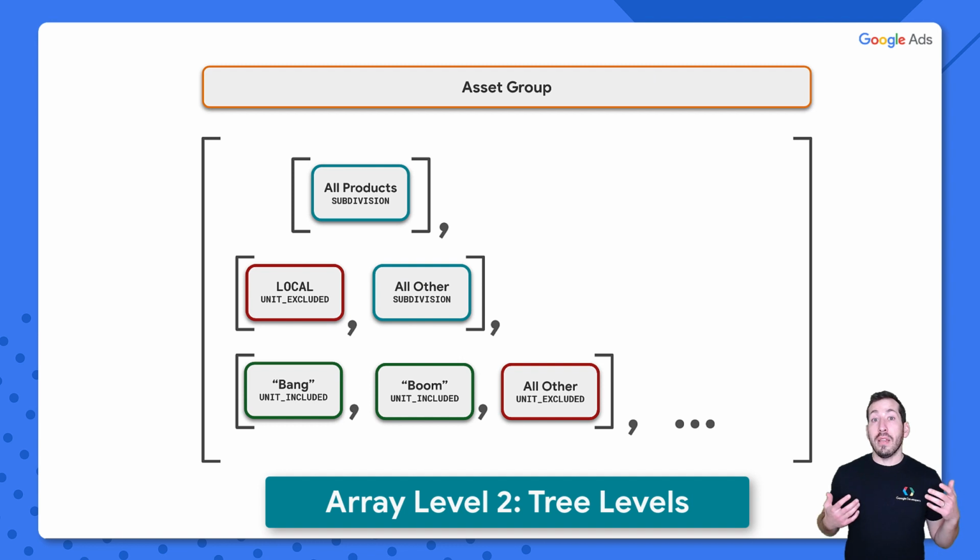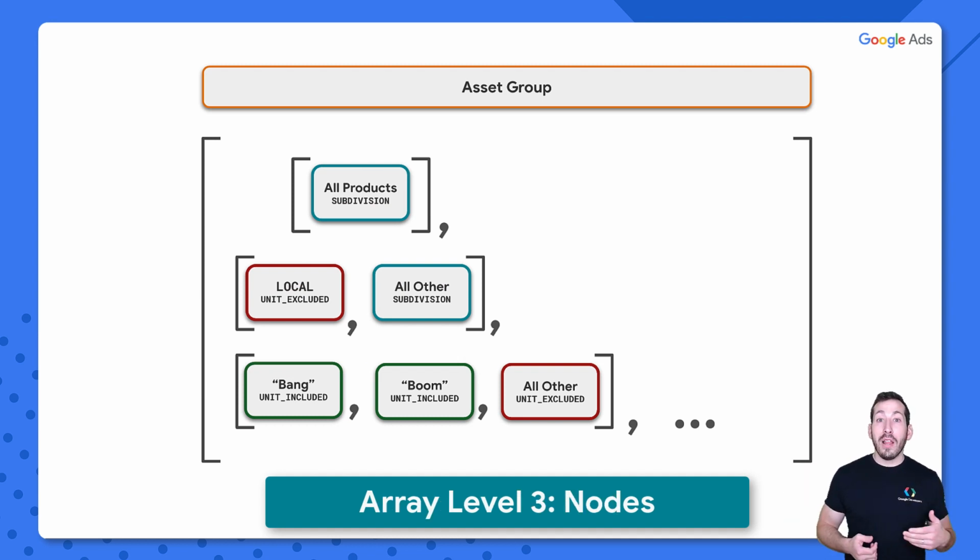Now, if we look at a specific asset group, what I do is I have a different nested array within that first level of the array for each level in the tree. And then finally, the third level of our nested array is the individual nodes in the individual level of the tree for a given asset group. And hopefully this picture helps illustrate that.